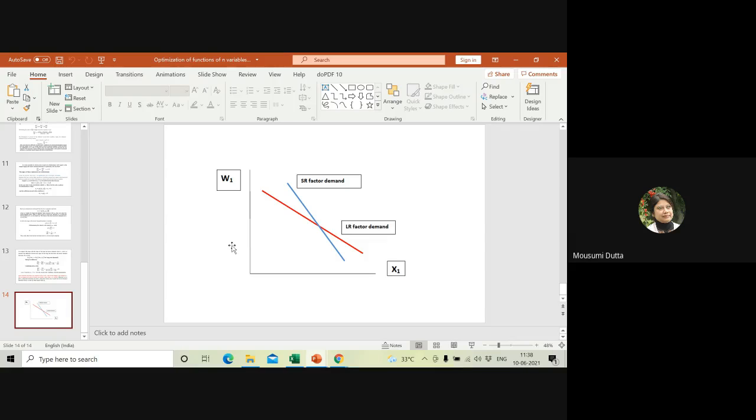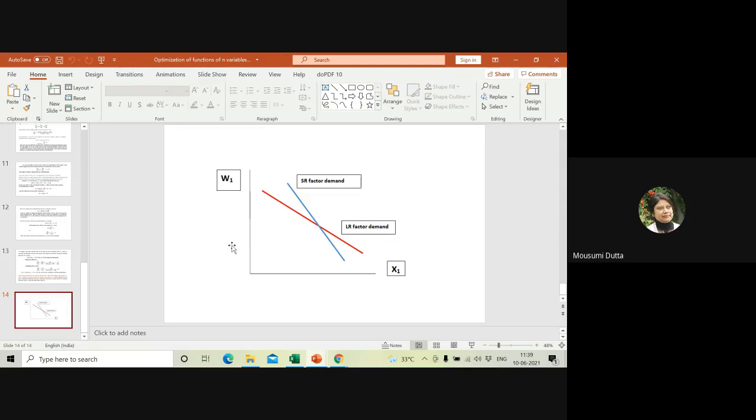However, when we do the graph, we are following the Marshallian convention, that is the independent variable we are marking as the dependent variable along the horizontal axis. In case of mathematics, we do not do this. We consider x1 is a function of w1, that is the independent variable that should be plotted along the horizontal axis. The other variable, the dependent variable, that is y, should be plotted along the vertical axis.